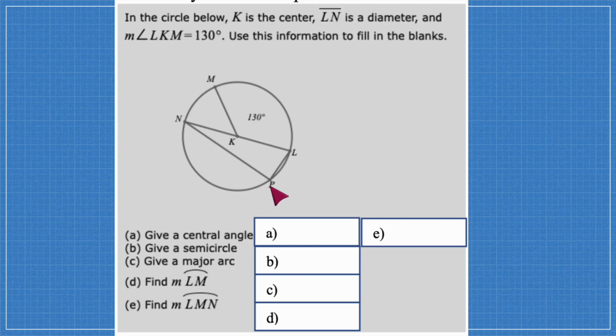You just choose one to name. So if I want a central angle, I could go with the central angle that's created here because I'm going to focus on the center here. So here's a central angle. I have this MKL, or I could go LKM.